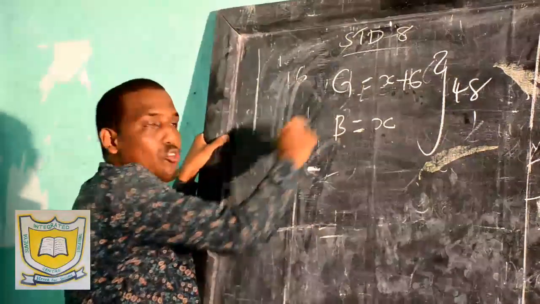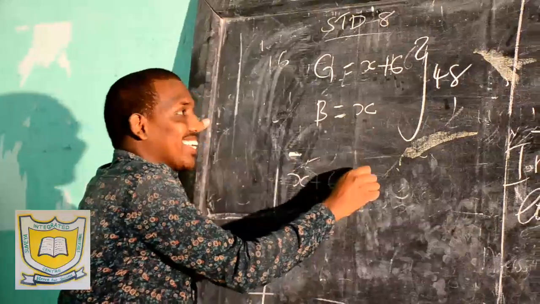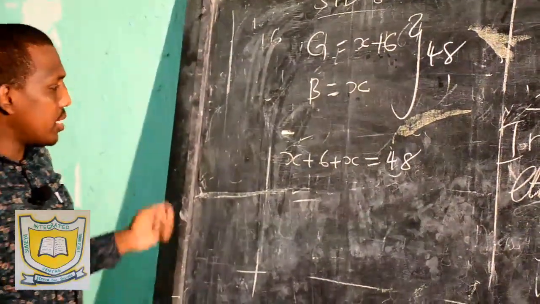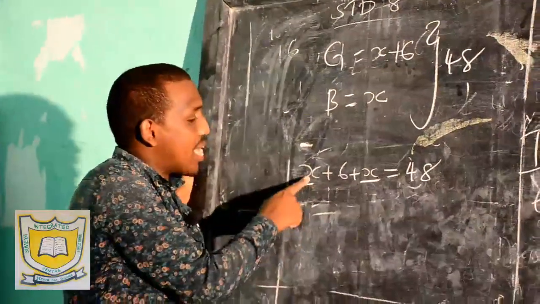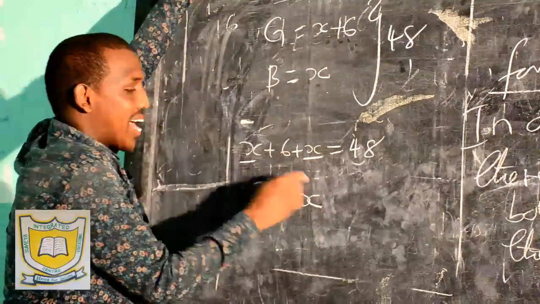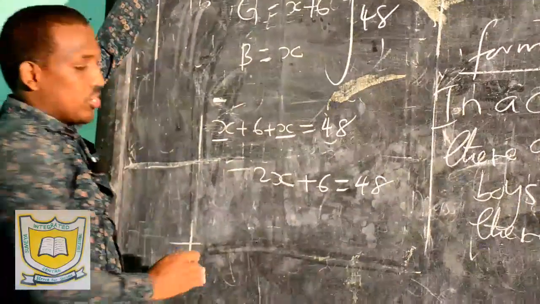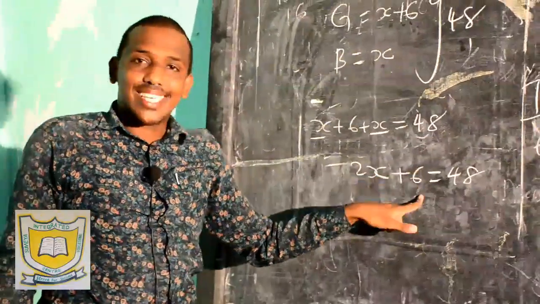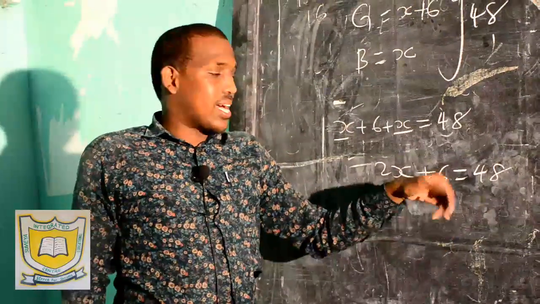So we form the equation now: x plus 6 plus x is equal to 48. Let us collect the like terms. This one resembles this one, so we add. X plus x is 2x, plus 6 is equal to 48. So we have now gone back to where we started. Now 2x plus 6 is equal to 48. This one has an x, and this one has no letter, and this one has no letter.